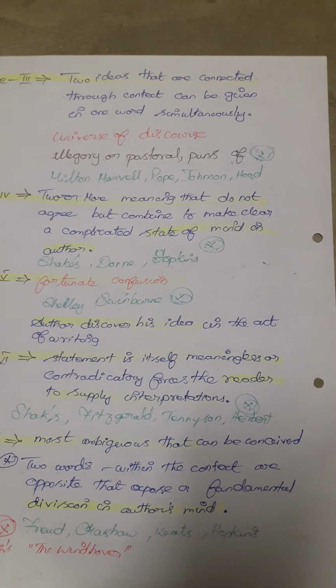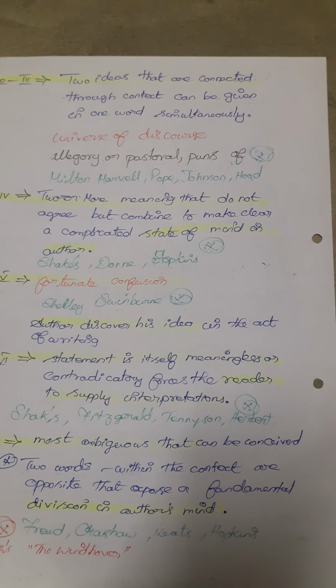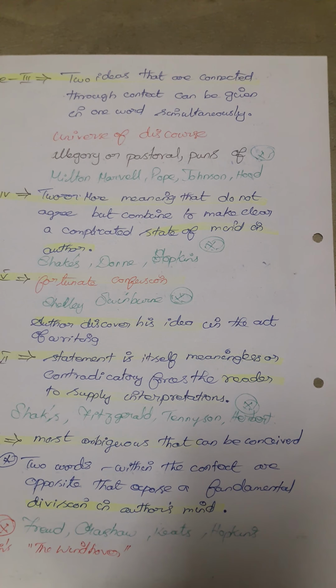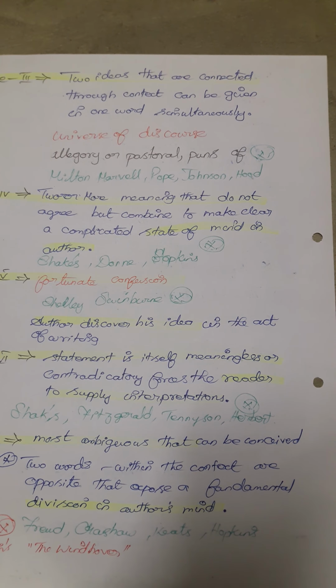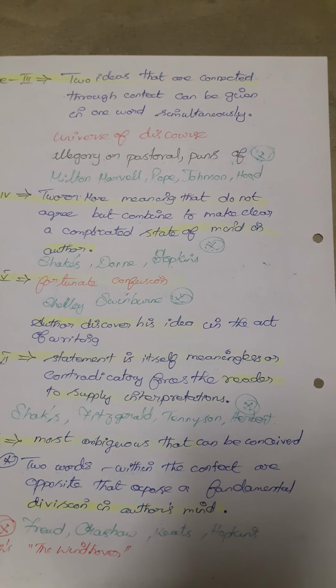And the seventh type of ambiguity is the most ambiguous of all the ambiguities that can be conceived. The two words within the context are opposites, which expose a fundamental division in the author's mind itself. This has been seen in the works of Freud, Crashaw, Keats, and Hopkins. Hopkins' The Windhover is the best example of this kind of ambiguity.